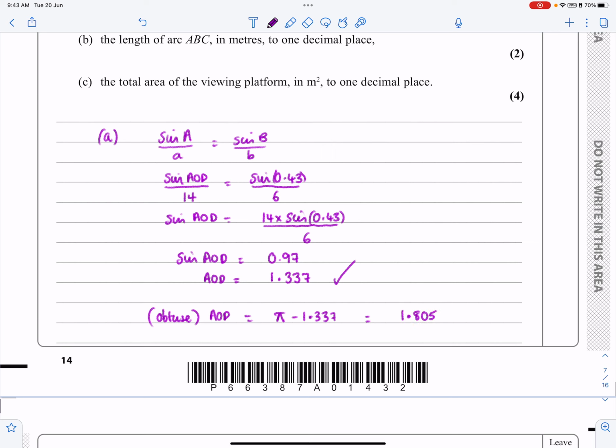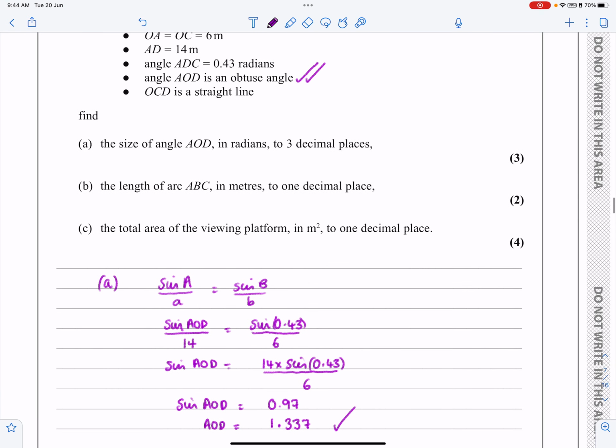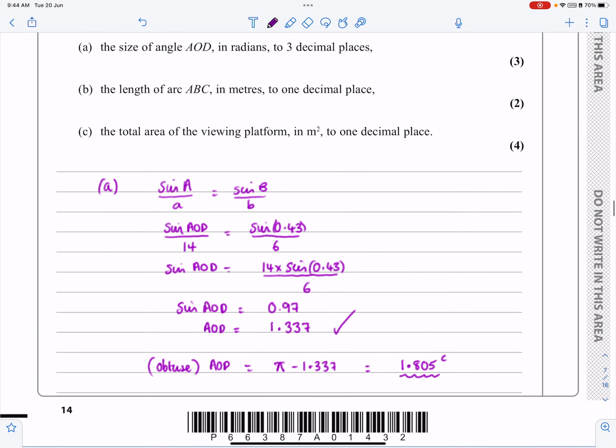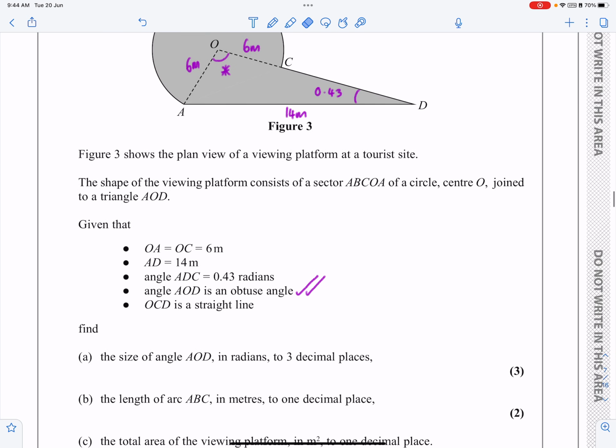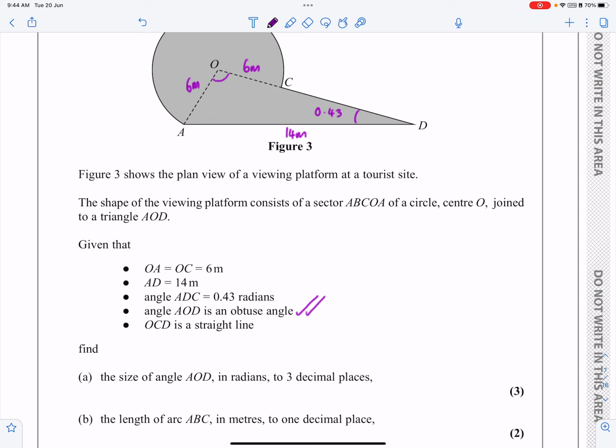1.805. It would have been nice if they'd actually said to me, show it's equal to 1.805, because then it wouldn't have caught me out. But it did. This is the second time I've been doing this video because I got it wrong the first time. So be really careful with that one there. But now we've got that angle is going to be 1.805 radians.